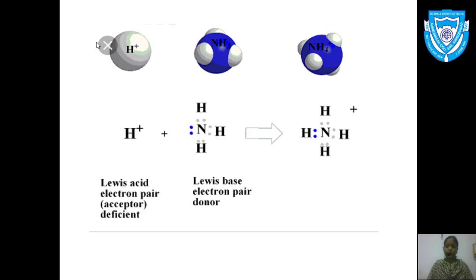The speciality of the bond here is that it is contributed by only one atom, nitrogen, and it is shared between the two, hydrogen and nitrogen. So it is somewhat different from the normal covalent type of bond, and it is termed a coordinate covalent type of bond. So the product of Lewis acid and base reactions is the formation of a coordinate covalent bond.